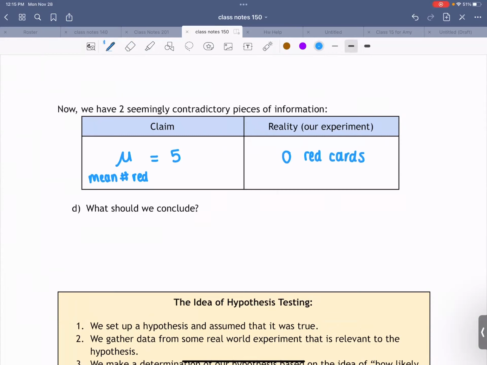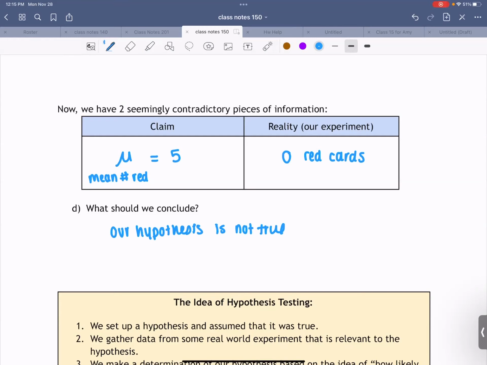Okay, so what can our conclusion be? Picking a black card is one of them. Yeah, right. It actually seems like the population mean of how many red cards there are in this deck is not equal to 5, right? Our hypothesis is not true, right? So we essentially rejected our hypothesis, okay?